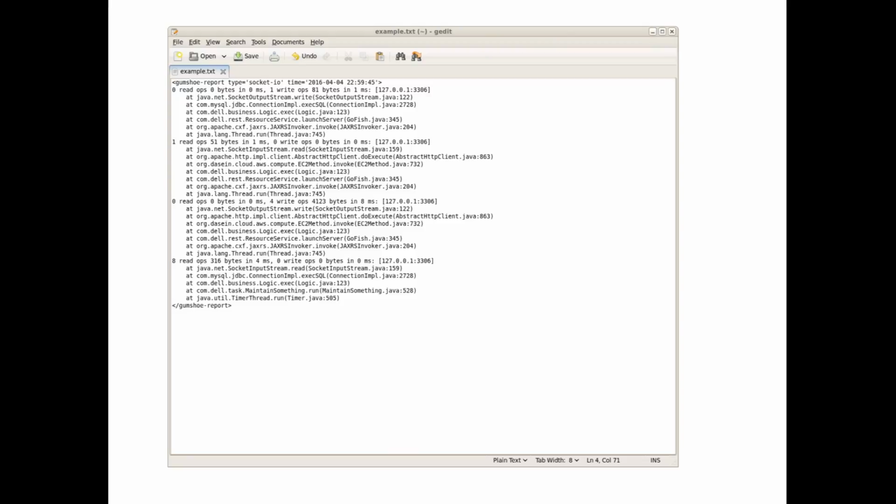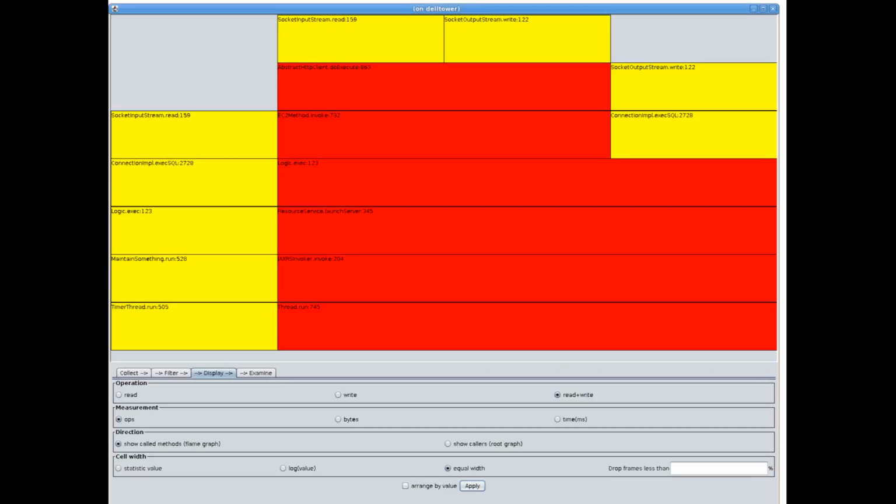viewer. There's 4 call stacks all within one sample. Each call stack is marked with the network operation statistics. The sample has a beginning and an ending tag, and a typical data file will probably have more than one of these samples written out at regular intervals by the Gumshoe probe. Let's take a look at that data file now in the Gumshoe viewer.